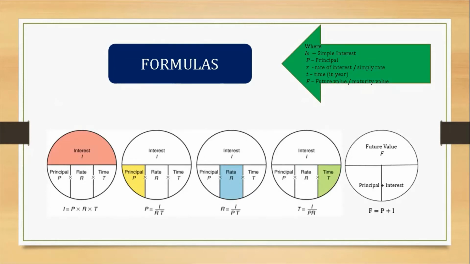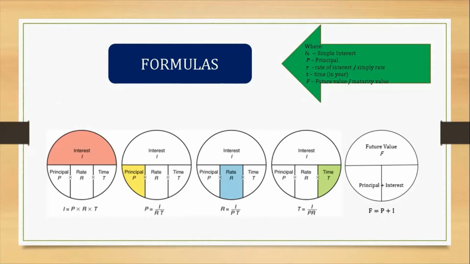If you're asking, sir, since we are talking about time, is it also considered to count the time in months, or quarterly, or weekly? Yes, we can consider that one, but the most common is time measured in years. Let's start with the first illustration. If we are going to find the interest alone, you need to follow this formula. I is equal to P multiplied by R, or rate, multiplied by T.